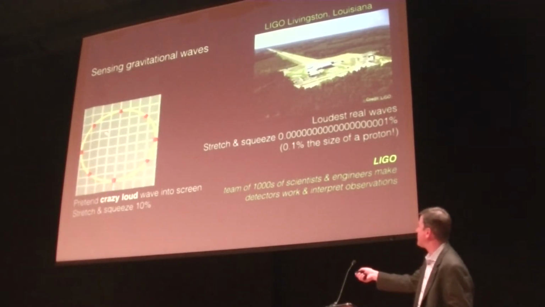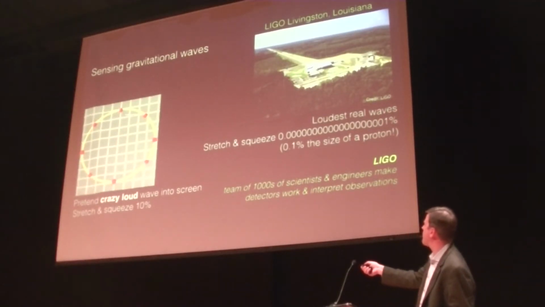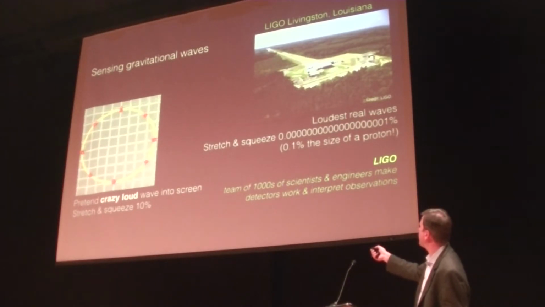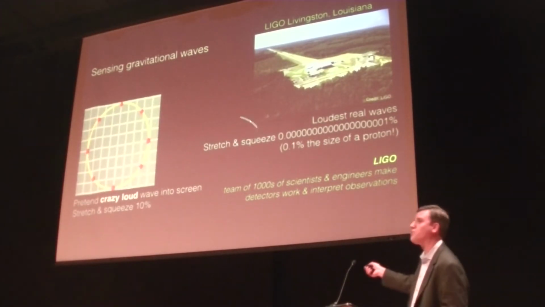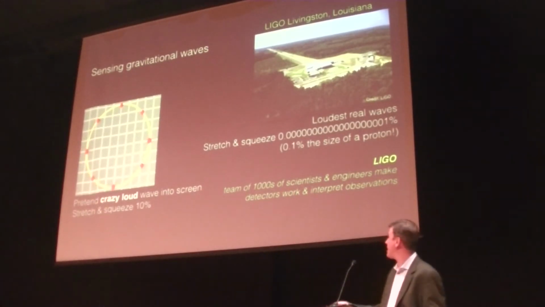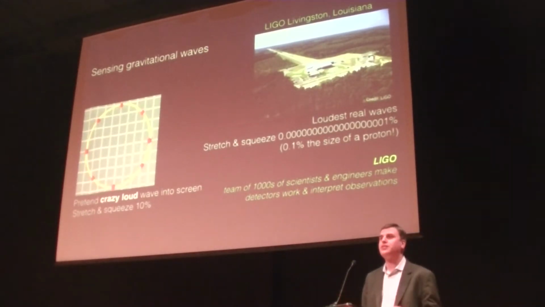If you were to build this and put one of the masses 2.5 miles this way at the end of a vacuum tube, that's what this is. Another one 2.5 miles that way, that's like this one right here. How much motion is this really? For the loudest waves we can get, it's 1/10 the size of a proton.